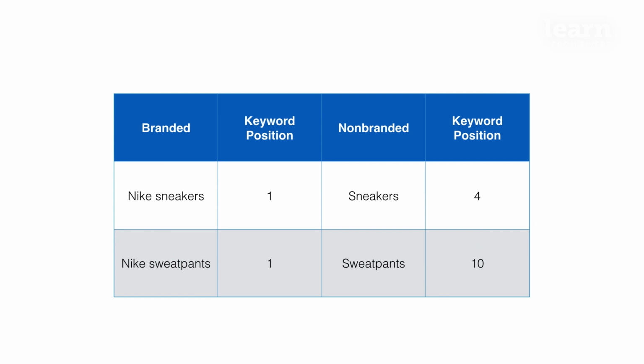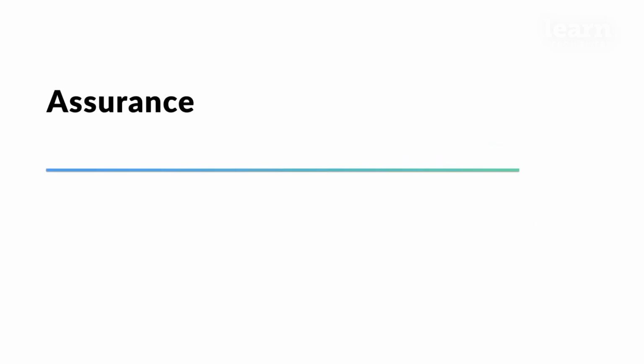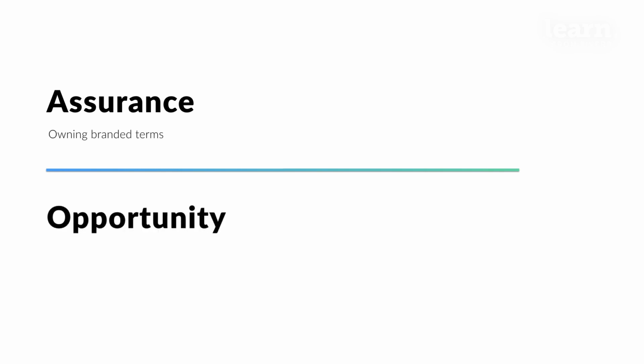And those are really what provide opportunity for the client to rank and really own the search results in the category that they're competing in from an SEO perspective. Showing that a client owns their branded terms helps provide assurance. Showing that alongside where they might rank for the non-branded category terms reveals true opportunities for the brand to get more traffic.